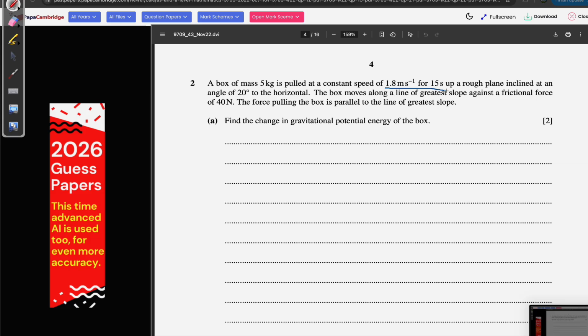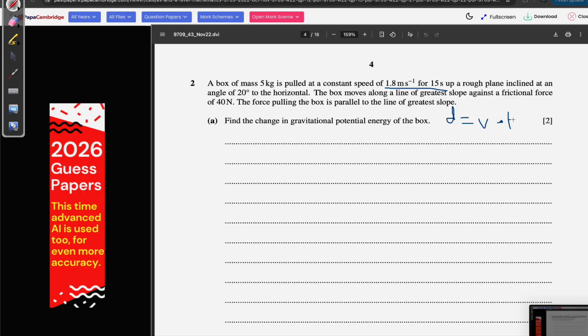1.8 meters per second for 15 seconds. What's distance? It is equal to, wait, sorry, what's distance, sorry. Speed, which I'll name v, times time, alright? You can tell by the units: distance is meters, velocity or speed is meters per second, time is in seconds, just multiply, you'll get meters. Simple as that. They want to find the change in gravitational potential energy.